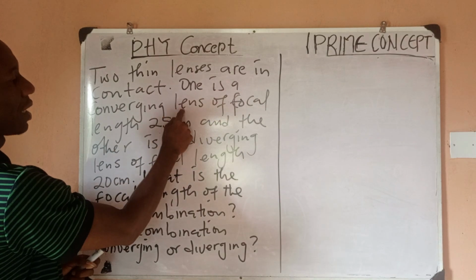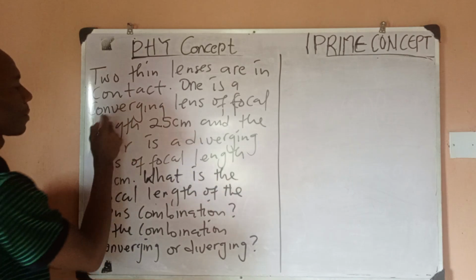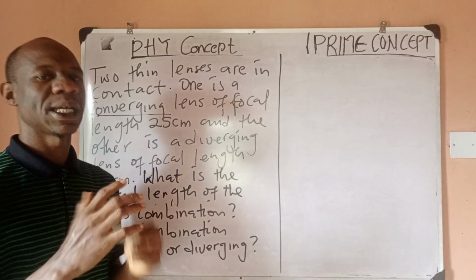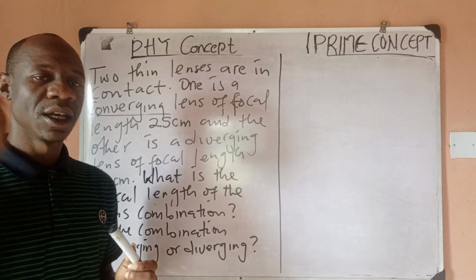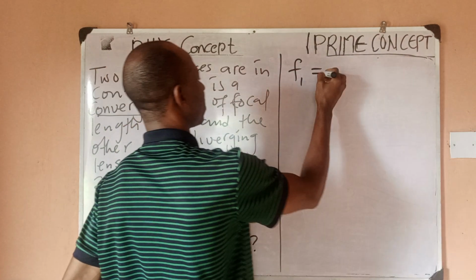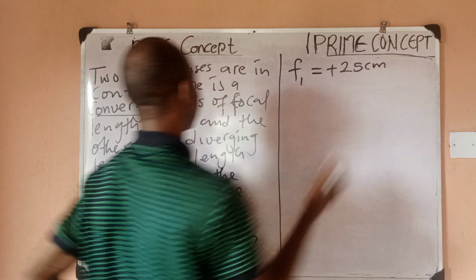One is a converging lens of focal length 25 cm. Remember, the first is converging, which is a convex lens. And I mentioned that the focal length for a convex lens should always be positive. So it means that F1, which is converging, is going to be positive 25 cm.